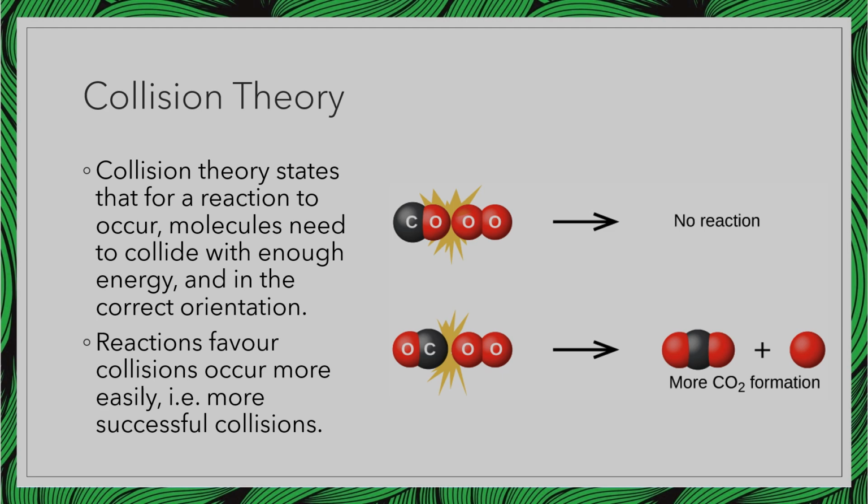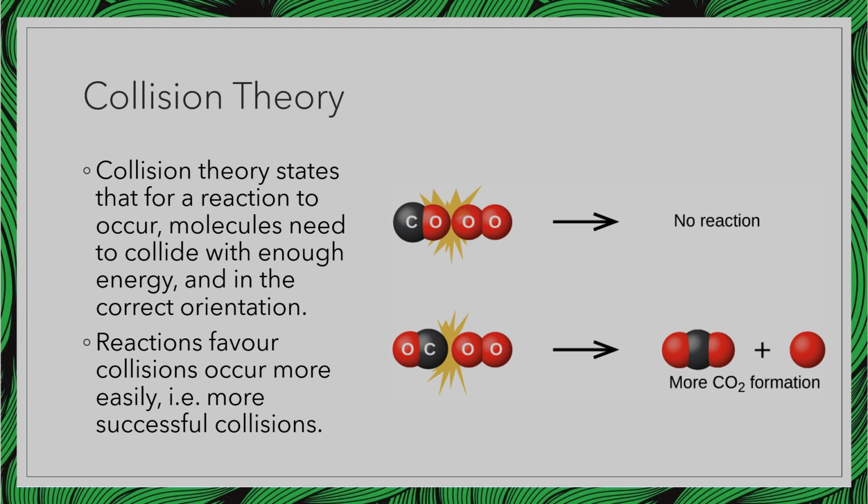Basically, if the reaction occurs oxygen to oxygen, like in that top reaction, it's not actually going to occur because CO2 is a carbon in the middle, oxygen's on the outside. So that's not going to be conducive to a reaction occurring. While that collision probably collided with enough energy, it's not in the right orientation. If you look at the bottom one, if the carbon monoxide collides with the oxygen with the carbon side, then we're going to get a successful reaction. We're actually going to get carbon dioxide formed.